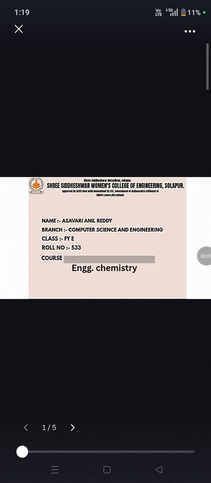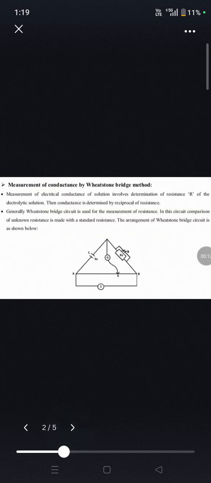Today, I am going to discuss measurement of conductance by the Wheatstone bridge method. Measurement of electrical conductance of a solution involves the determination of resistance R of the electrolytic solution. Then conductance is determined by the reciprocal of resistance. Generally, the Wheatstone bridge circuit is used for the measurement of resistance.